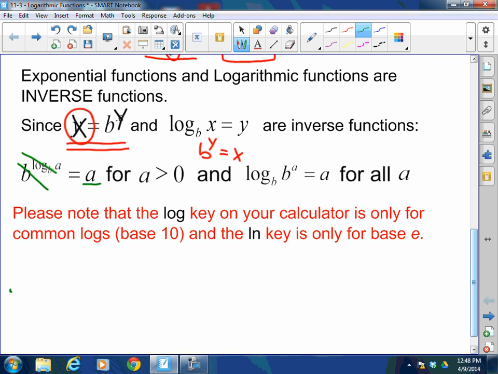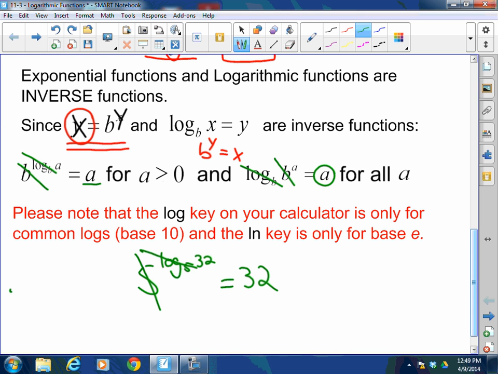Vice versa, if I have log base b of b to the a power, the log base b cancels out the b, and I'm left with just a. What is he talking about? If I tell you 5 to the log base 5 of 32, and I say equals what? This base of 5 cancels out this log of base 5, and I'm left with an answer of 32.